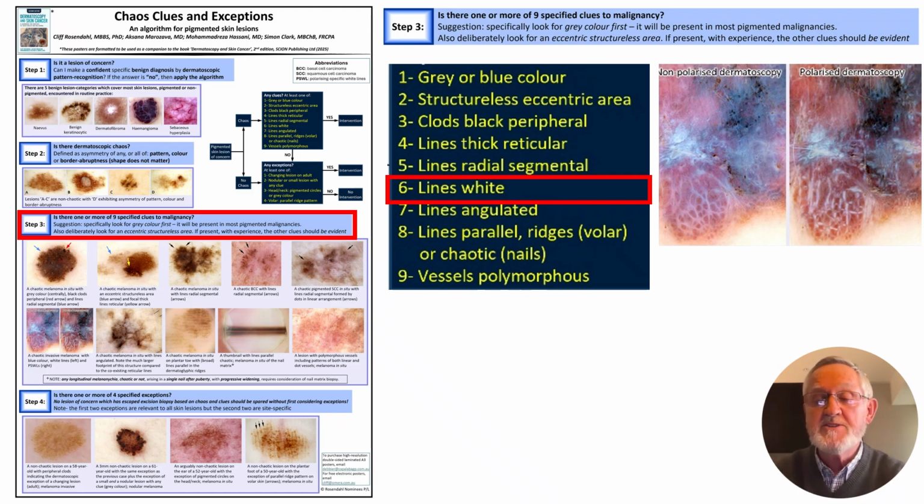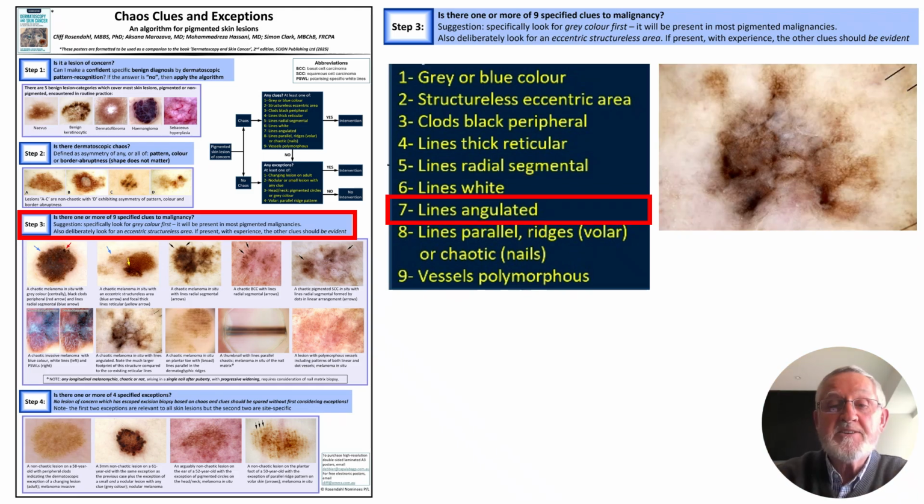On the right image, you can see polarizing specific white lines, which are bright, orientated at right angles to each other but not crossing. These are commonly seen in the malignant conditions of BCC, in which case clues to BCC will be evident, or melanoma. They can also be seen in the benign conditions of dermatofibroma, Spitz nevus, and lichen planus-like keratosis. So the context is important. In a chaotic lesion, melanoma should be suspected.